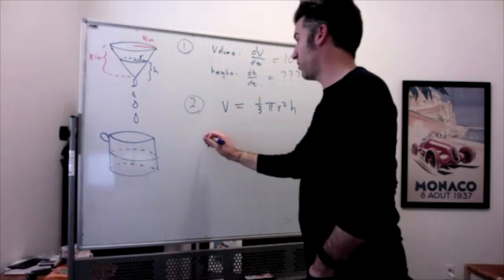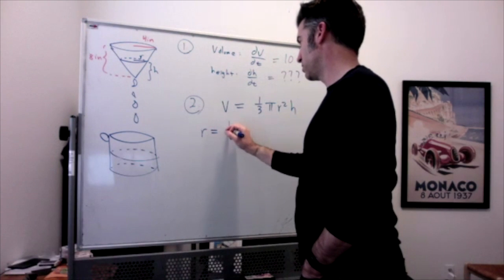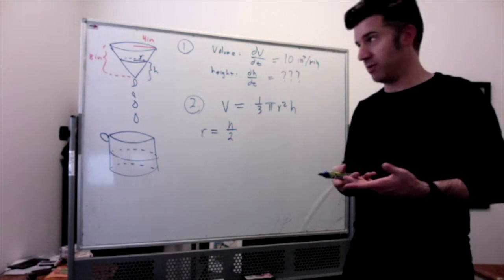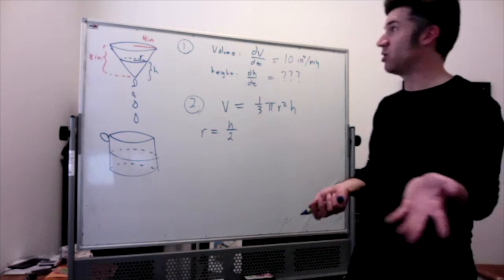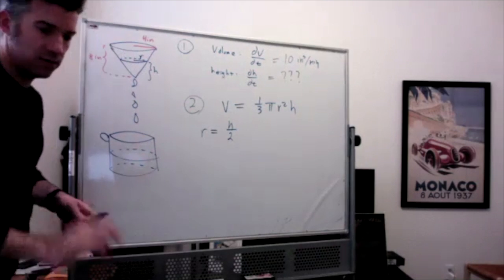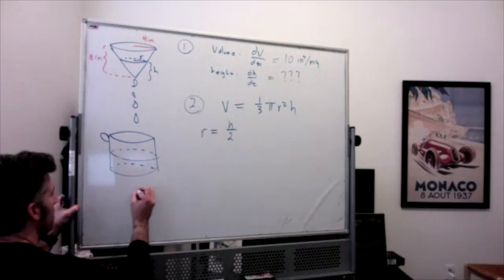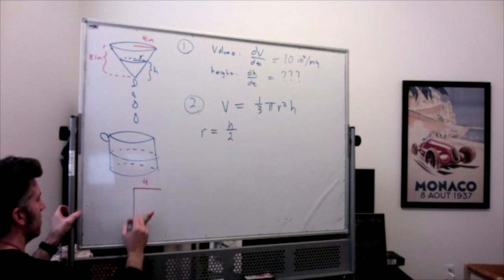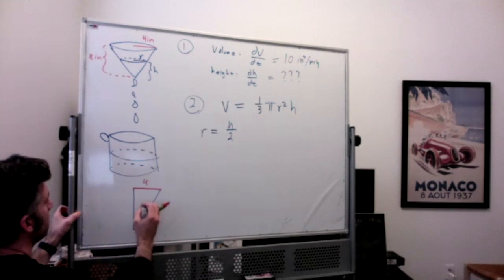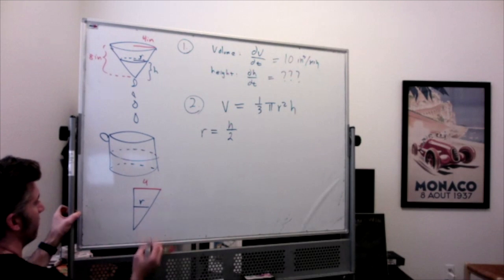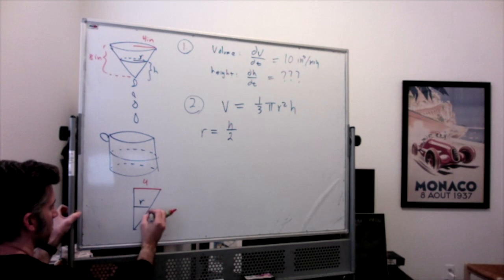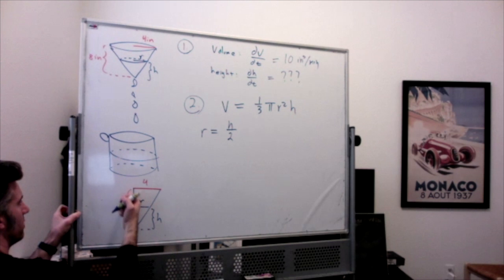So I can straight away say the radius is half the height. If you don't like doing it that way, meaning just saying what it is, you can also use similar triangles. The similar triangles here, I'm going to draw down here. Here's my radius of 4 inches, and here's my radius of r. Here's my height, which is h, and here is my height, which is 8.